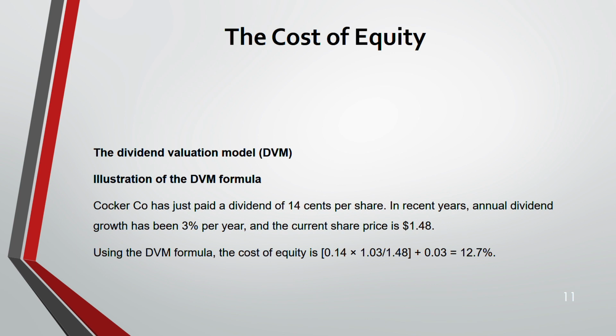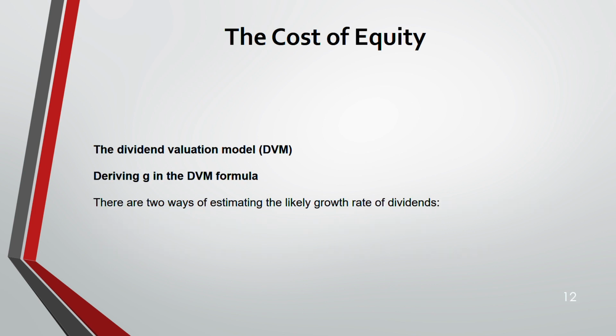We are using the formula only, which will give you 12.7%. So your cost of equity is 12.7%. Now, there are two ways you can estimate the growth rate. We have been told that the growth rate we have to assume, but for estimating that growth rate also there are two ways, and you have to know both. In the exam, out of these two you have to use one, depending on the information given to you.